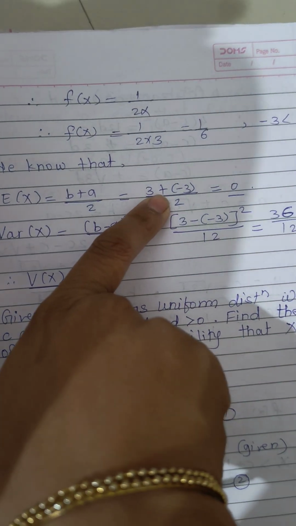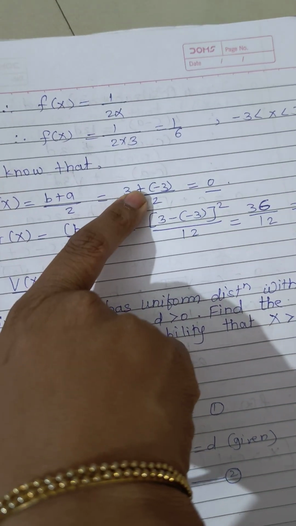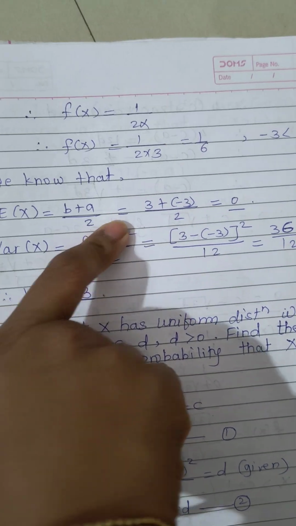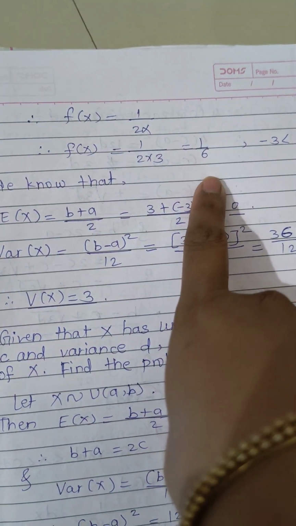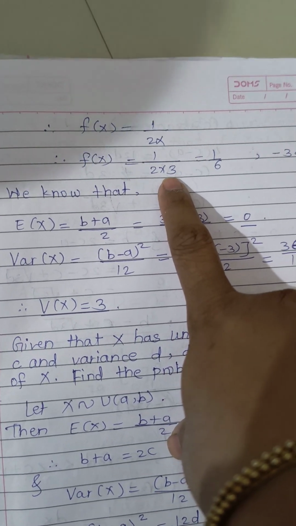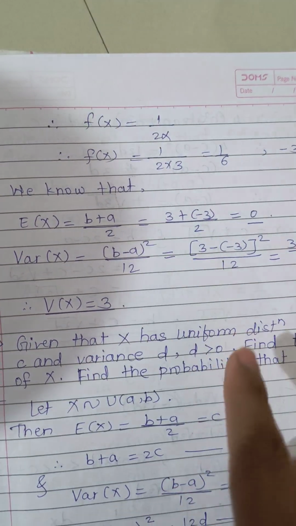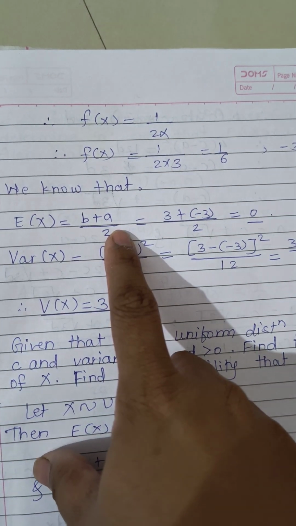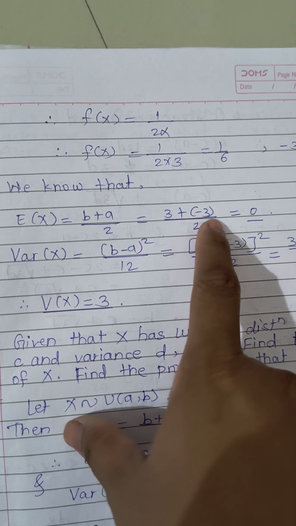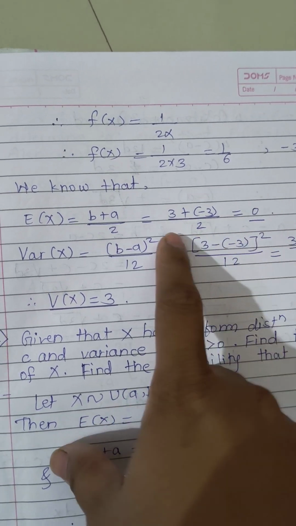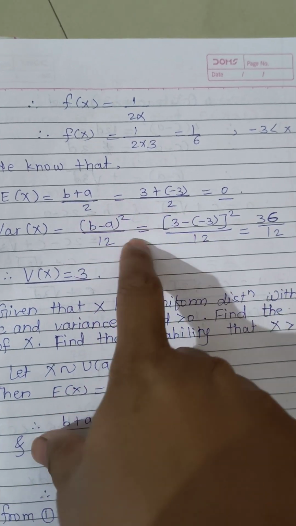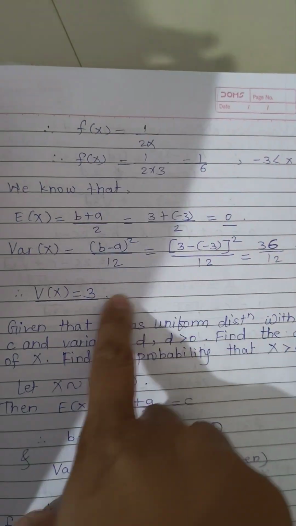Okay, put the values of a and b. Okay, what is a? What has alpha come out to be? Alpha has come out to be 3. That means minus alpha and plus alpha, minus alpha is minus 3 and plus alpha is plus 3. a is minus alpha and b is plus alpha. That's why 3 plus minus 3 upon 2 equal to 0. This is the expectation of x, and variance of x is equal to, put this value, and variance of x is 3.